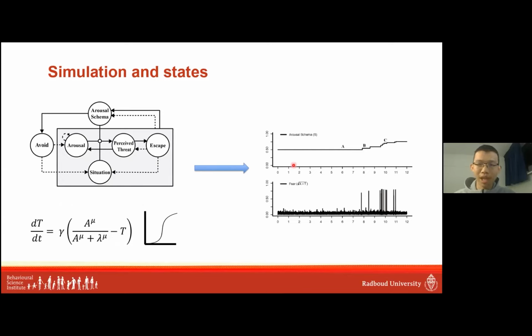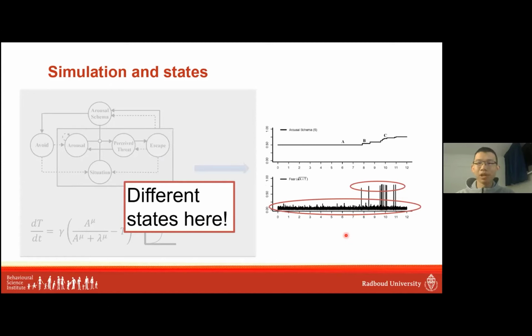We can simulate how the system evolves over time. For example, this is a diagram for a model of panic disorder. This disorder is characterized by recurrent panic attacks, which means the patient sometimes feels extremely scared, but this fear doesn't have a clear reason. These unexpected and intense emotional attacks bring great pain to the patients. The simulation here clearly shows this phenomenon.